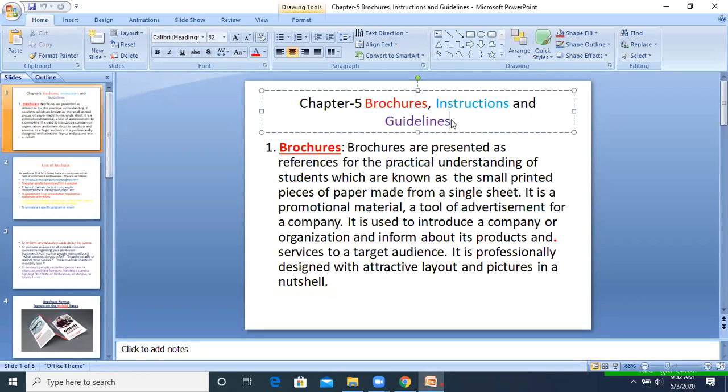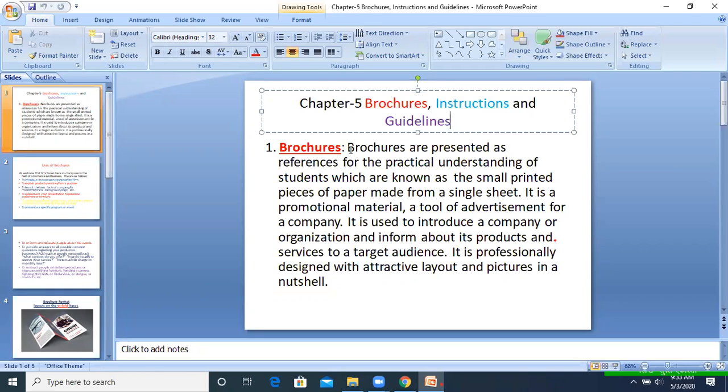Today, especially, we talk about brochures. Keeping instruction and guidelines aside, we will discuss them in the days to come. Especially, we talk about the brochure in today's class.